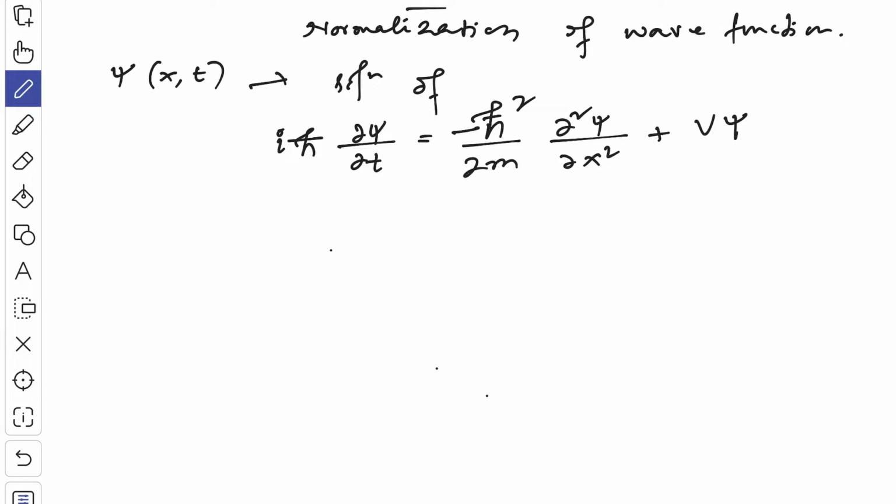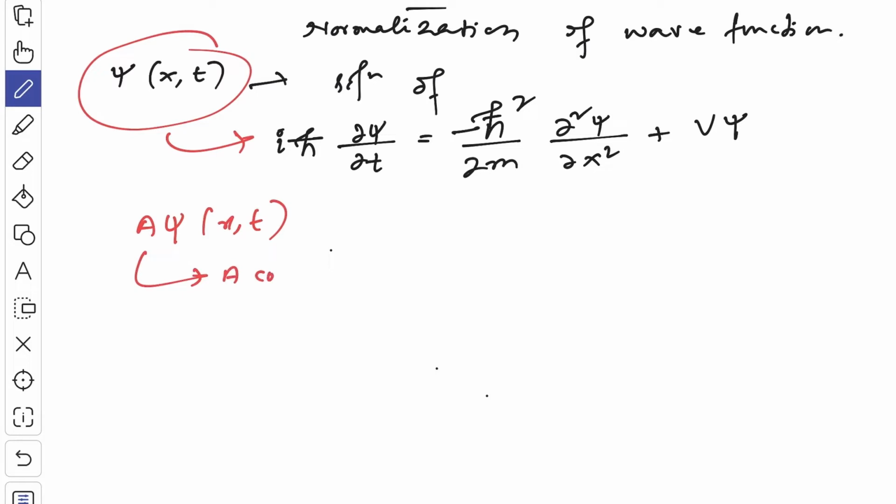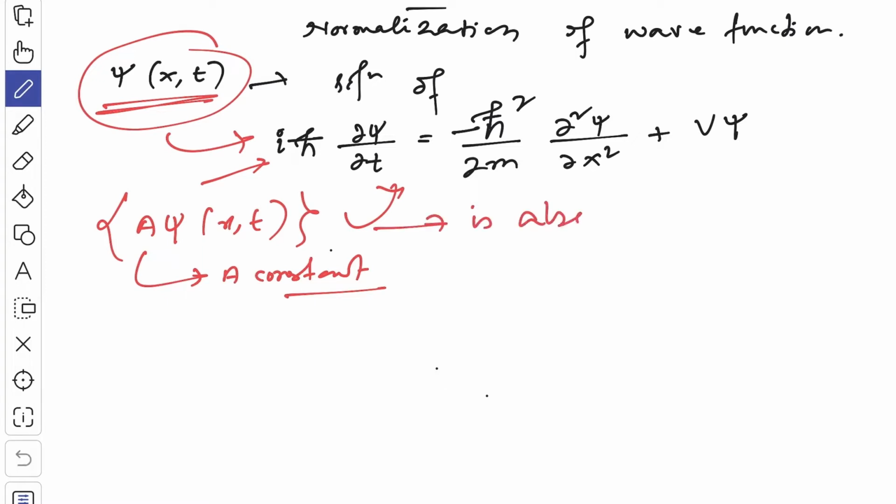Now you see, if this wave function is a solution of this equation, and if we multiply a constant with this wave function, suppose A psi(x,t), where A is a constant, then this must also be a solution of this Schrodinger equation, suppose equation number 1.